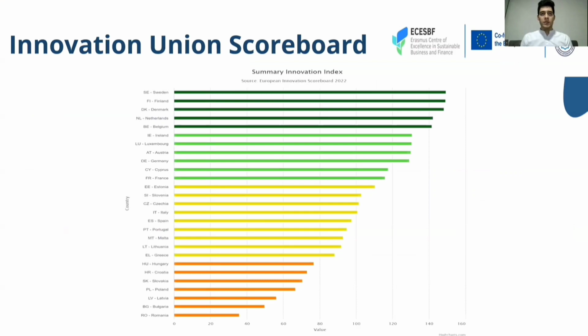There are countries with dark green color. As I mentioned before, these countries are Sweden, Finland, and Denmark, who are the innovation leaders. The next group is the countries with the bright green. These countries are above the EU average. The next group is the moderate countries with the green color, and the last and the worst countries are with the red color.